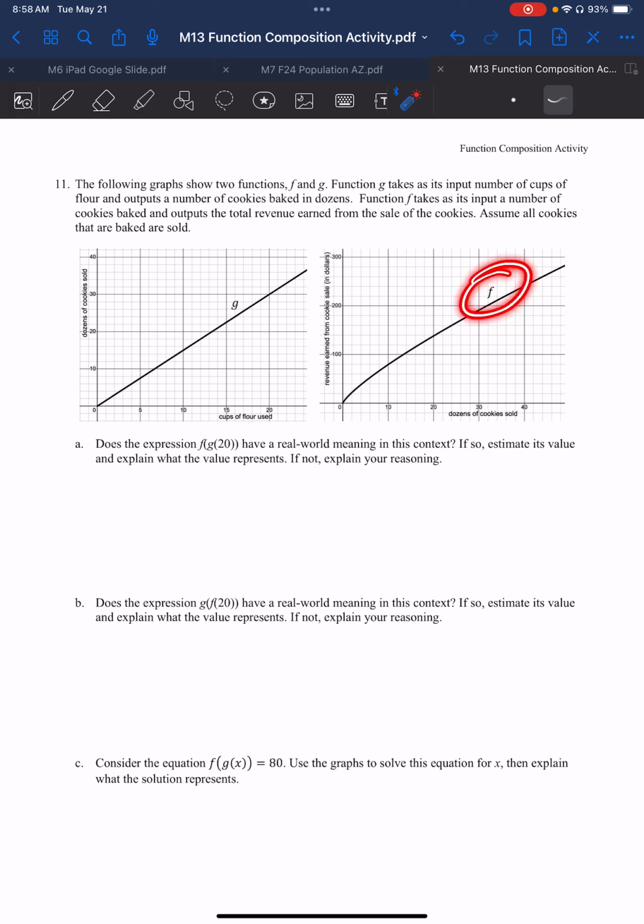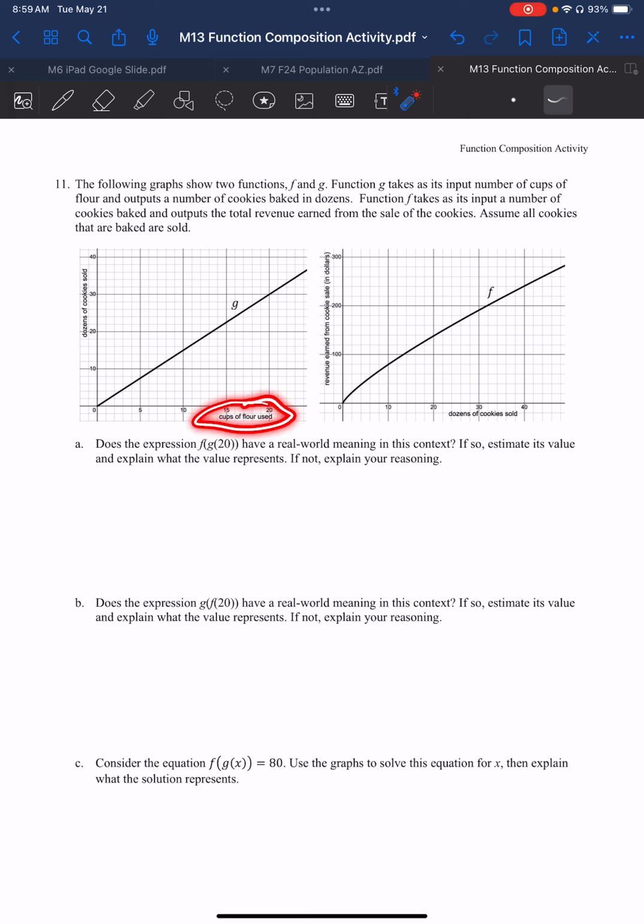Here we have function f and function g. Function g takes as its input the number of cups of flour used and outputs dozens of cookies baked, or dozens of cookies sold, because we're going to assume that all cookies that are baked are sold. And function f takes as the input the dozen cookies sold and tells us the revenue earned. So you can kind of see where we're going to go here already.